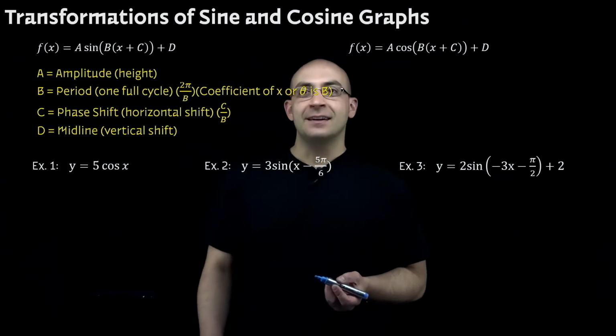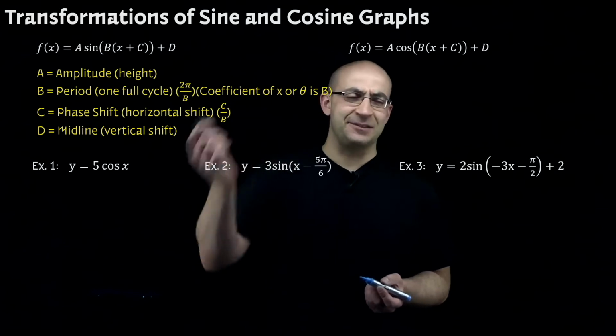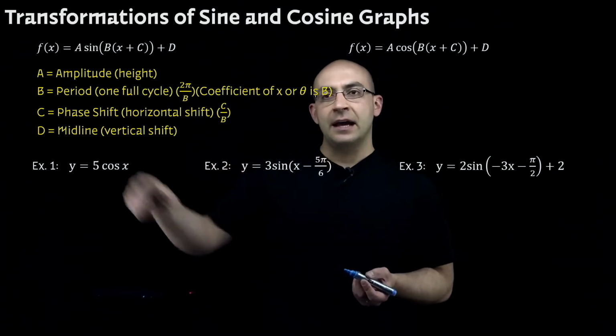I made that up. All right, so again, we have our two formulas, just sine and cosine. There's no difference there. And our A, B, C, and D.